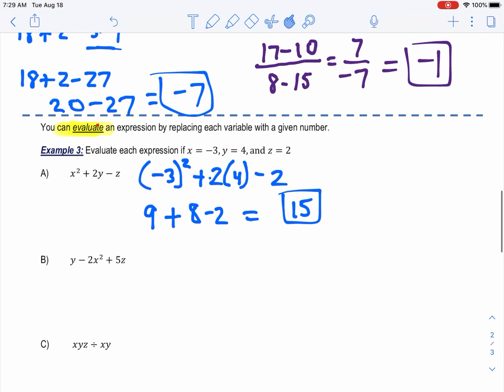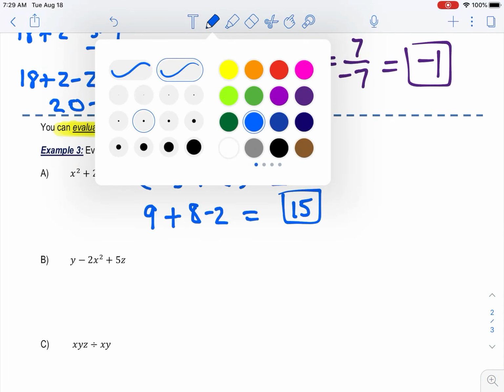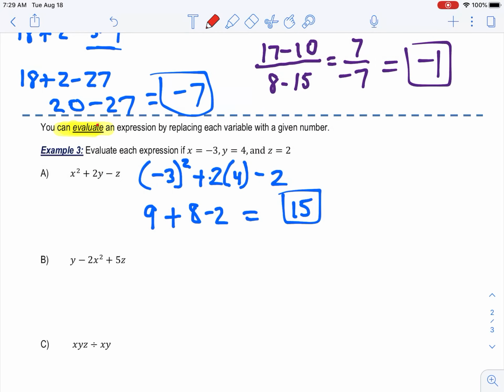All right, let's go to letter B. Letter B, y minus 2x squared plus 5z. So again, it's important we plug it in correctly first. So y is 4 minus 2. X is negative 3, and that's squared, because there's x squared, plus 5 times z. So let's plug in our z. Our z is 2.